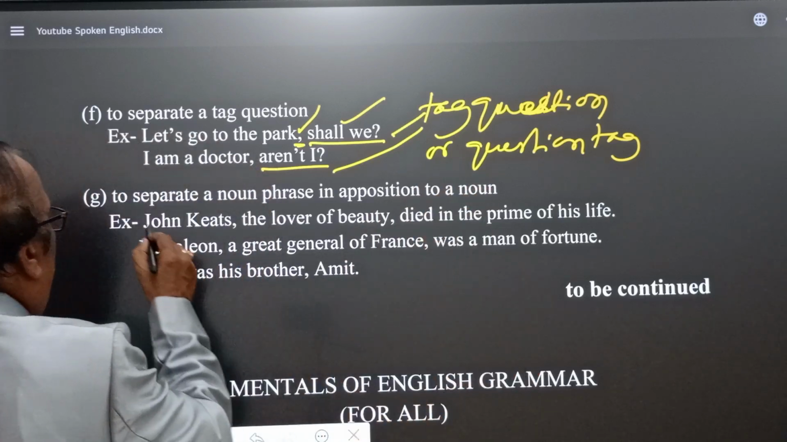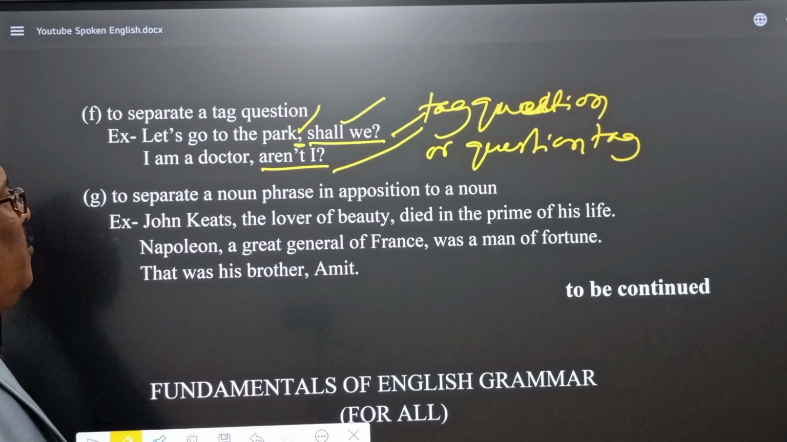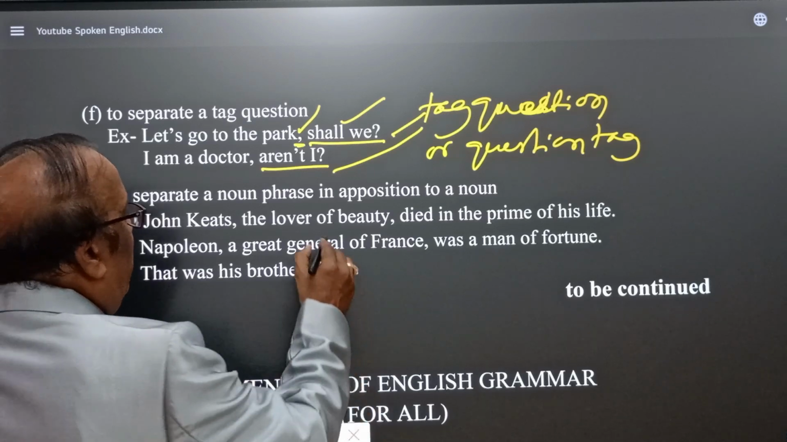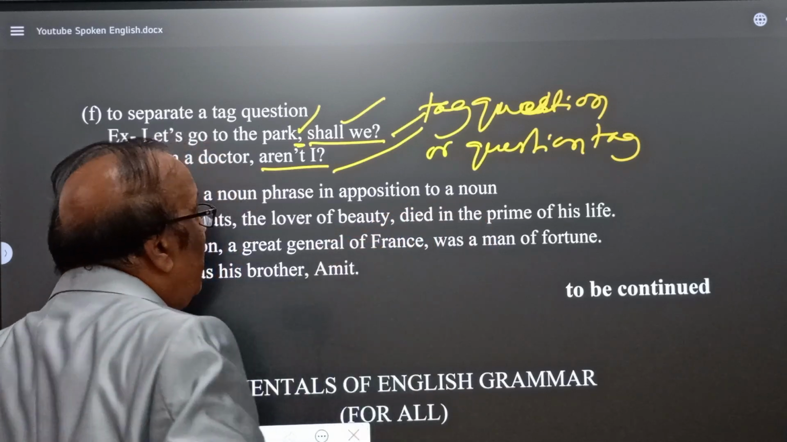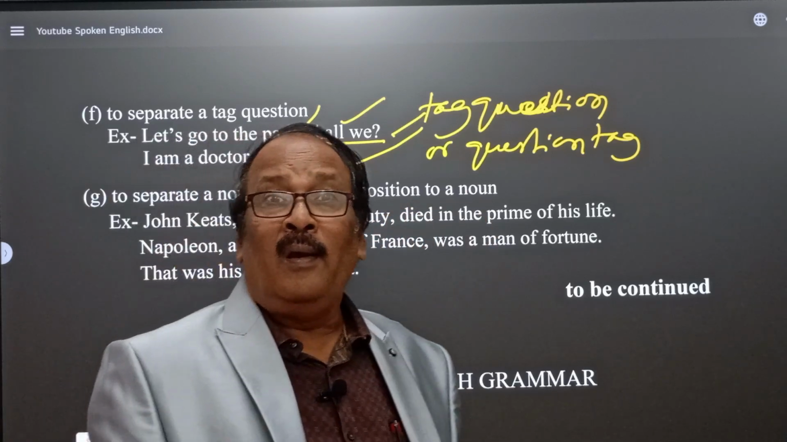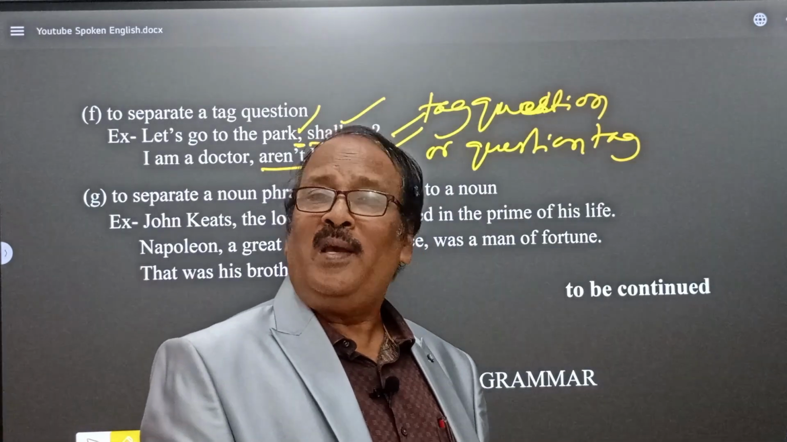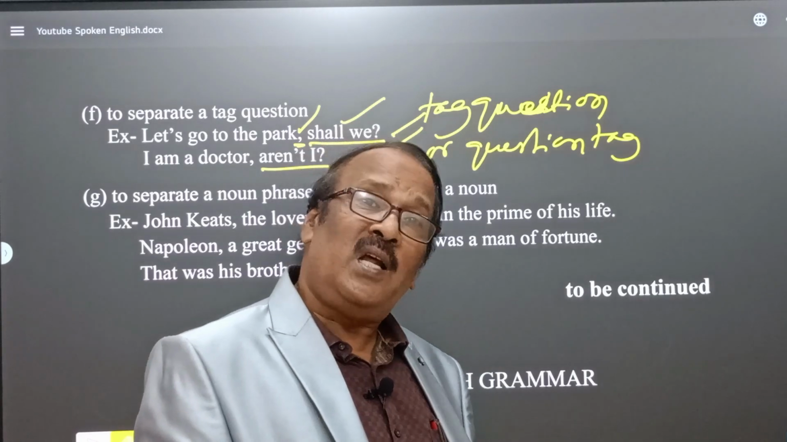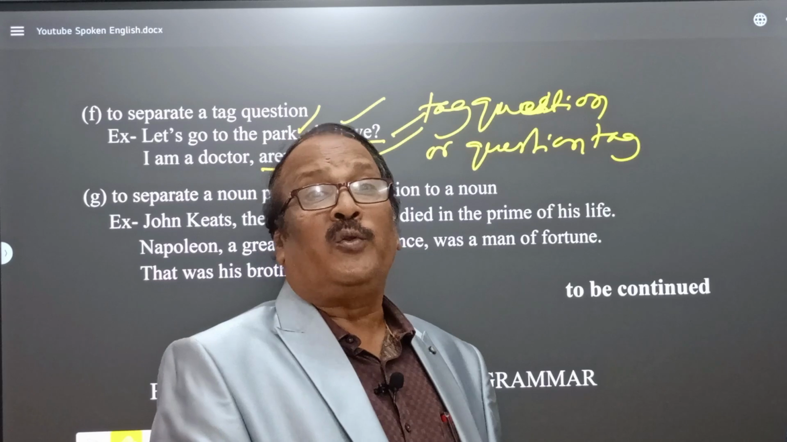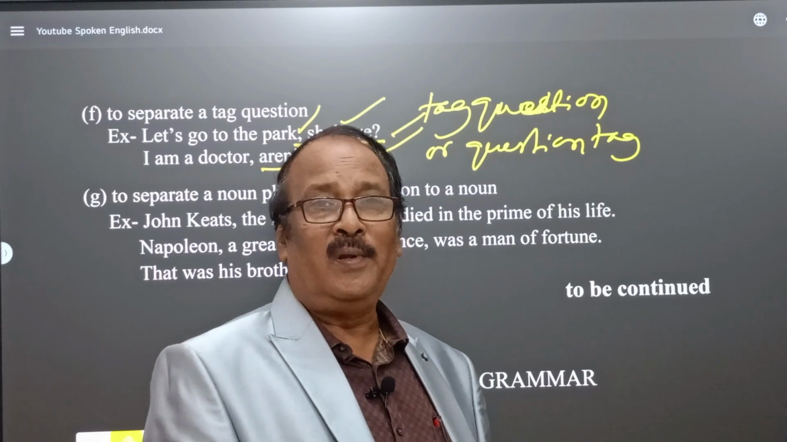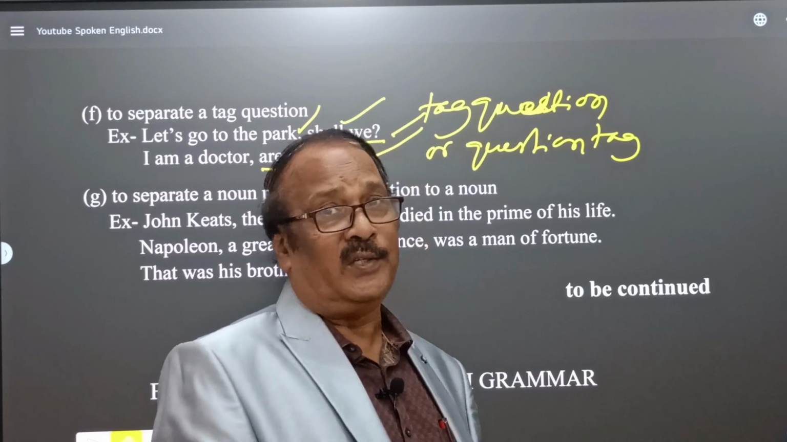Yes. And another use is to separate a noun phrase. To separate a noun phrase, I mean here the noun phrase is in opposition to a noun. So, in opposition to a noun: Rajesh, my elder brother. Yes, Rajesh, who is Rajesh? He is my elder brother, has been to America. So, Rajesh, my elder brother. My elder brother is a noun phrase which is in opposition to Rajesh.